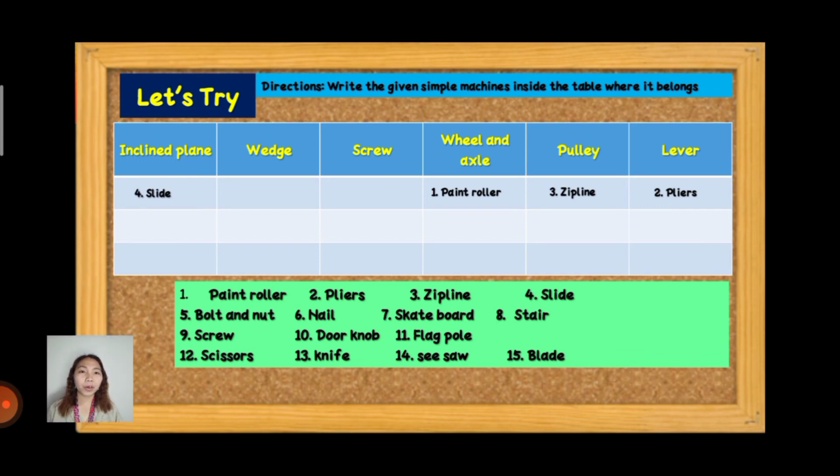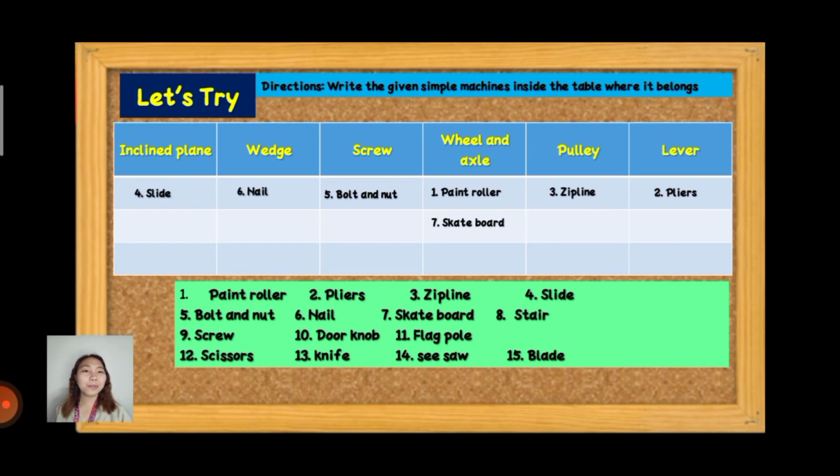Okay, number 5, bolt and nut. Yes, na siya nabilong sa screw. Okay, number 6, nail. Yes, nabilong siya sa wedge. Okay, how about the skateboard? Okay, yung skateboard, asa man na siya? Yes, skateboards belong na siya sa wheel and axle. Kabantay mo na iligid sa ilalom.